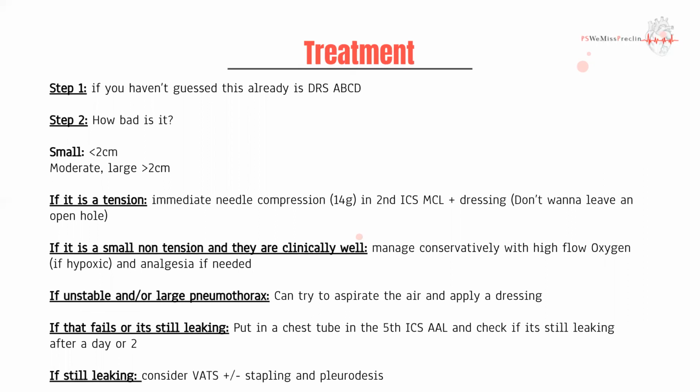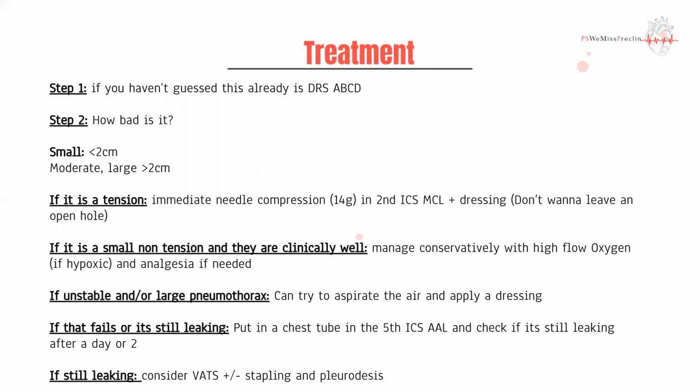If it's a small non-tension pneumothorax, which are going to be the bulk of your spontaneous primaries, and if they're clinically well, you don't have to intervene aggressively at this point. Actually, there was a study done at Monash Health which found that conservative strategies for small non-tension pneumothoraces actually led to better outcomes than using chest drains. And chest drains, obviously being an invasive procedure, are going to have their risk of complications, further pneumothoraces, infections, and so forth. So we manage them conservatively with high flow oxygen if they are hypoxic, and pain relief because it's going to be painful.